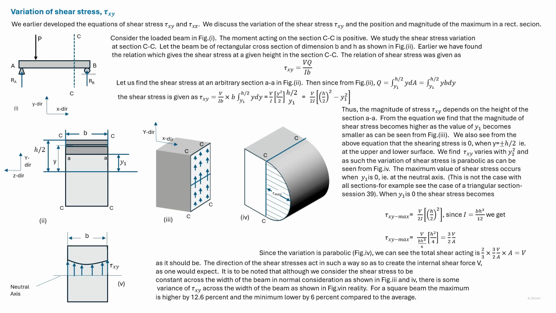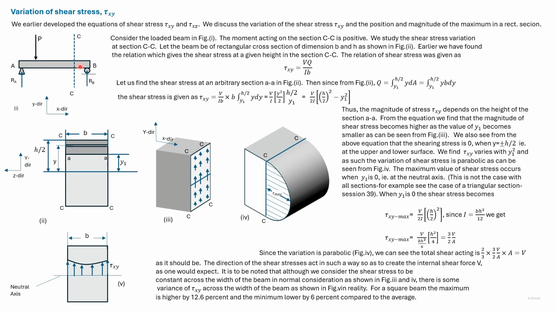Here we find the variation of shear stress tau xy in a rectangular section. We earlier gave the expressions of tau xy and tau xz. Both these stresses occur perpendicular to the axis of the beam. We'll also find the magnitude of the maximum shear stress in a rectangular section and the position where this maximum shear stress occurs. We'll consider here a different loading compared to the last slides.